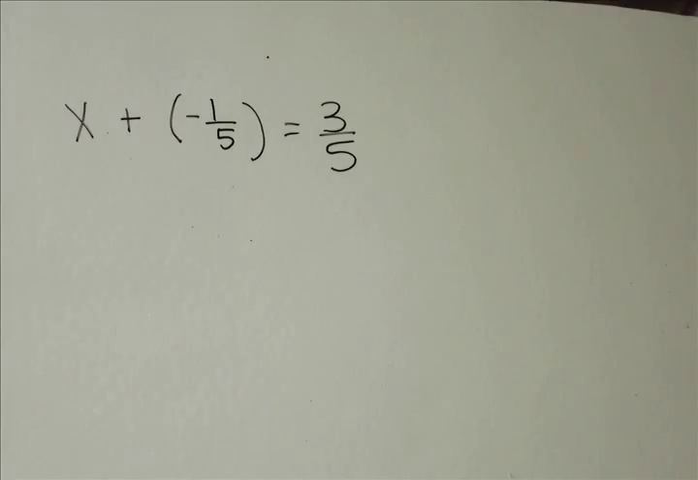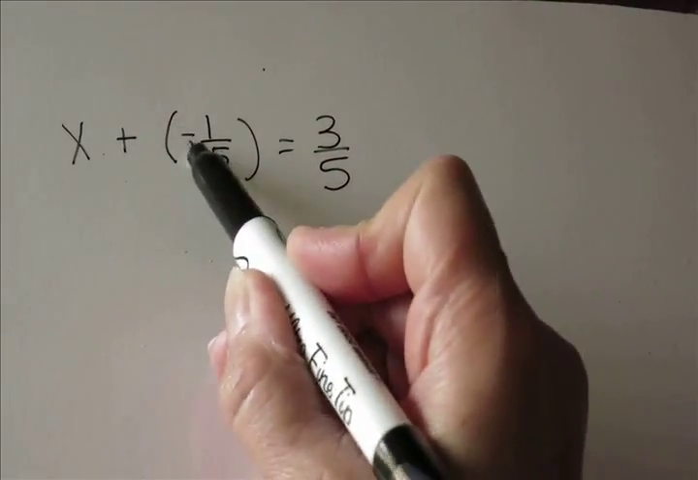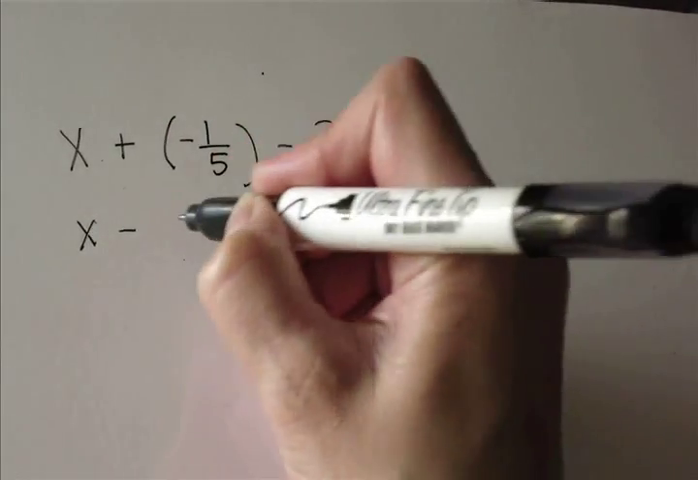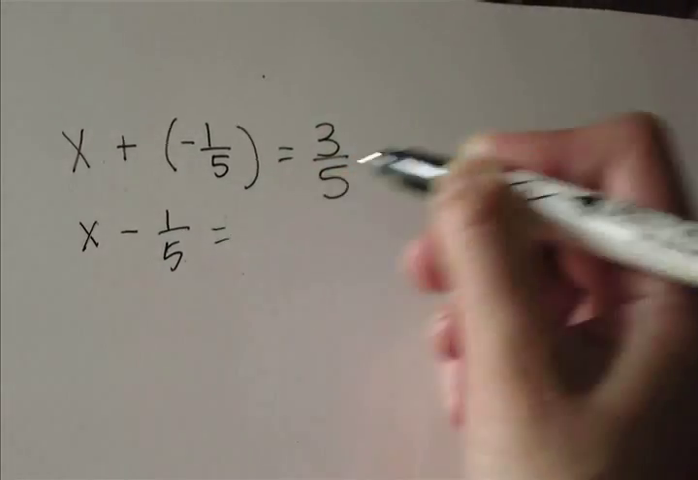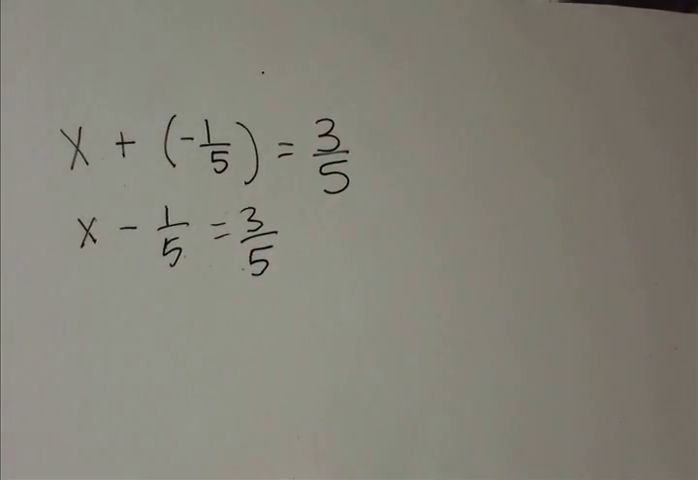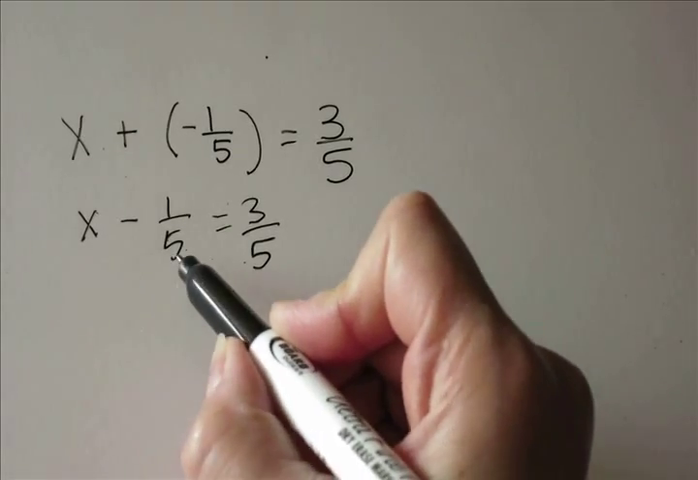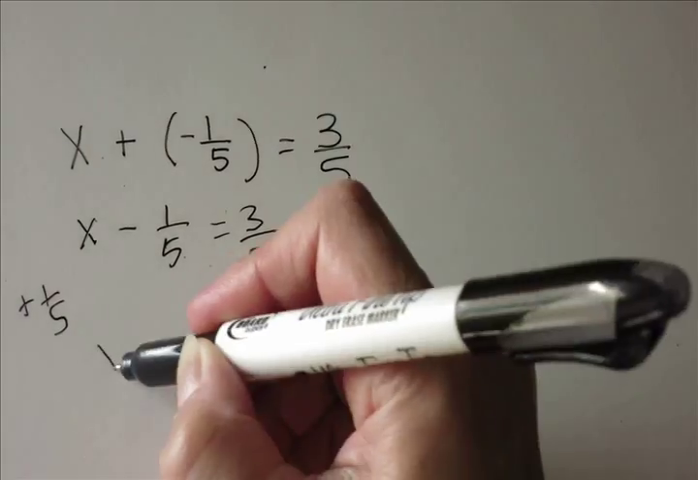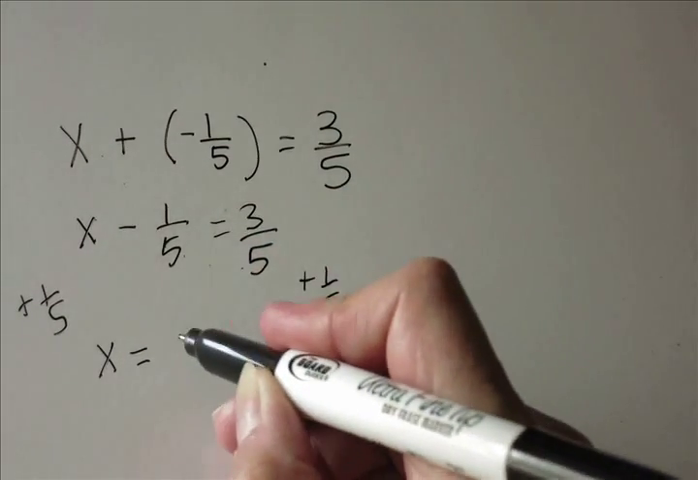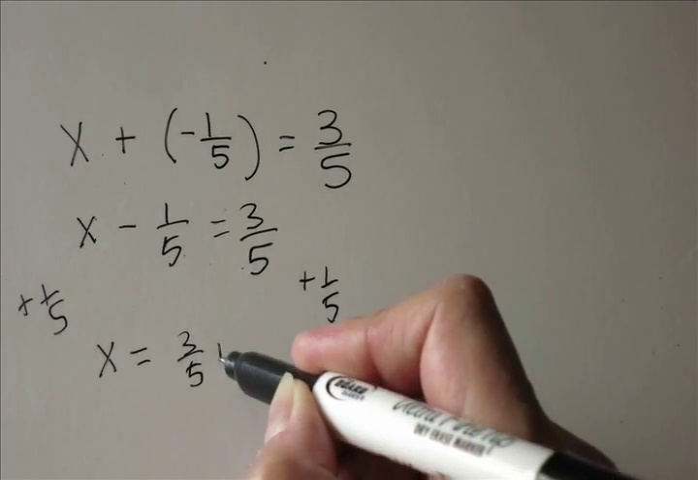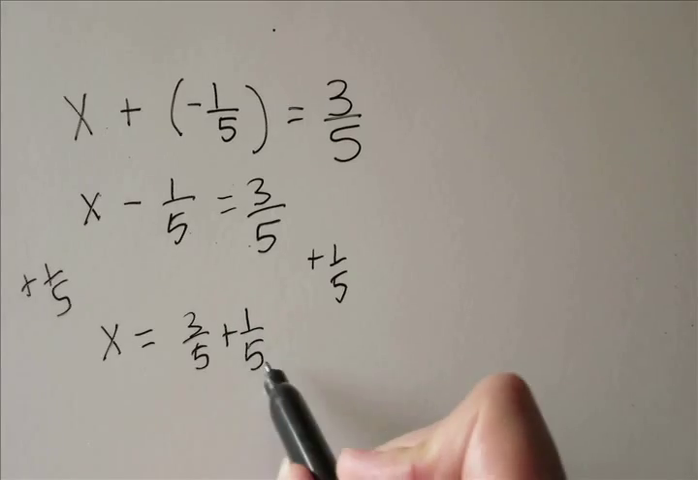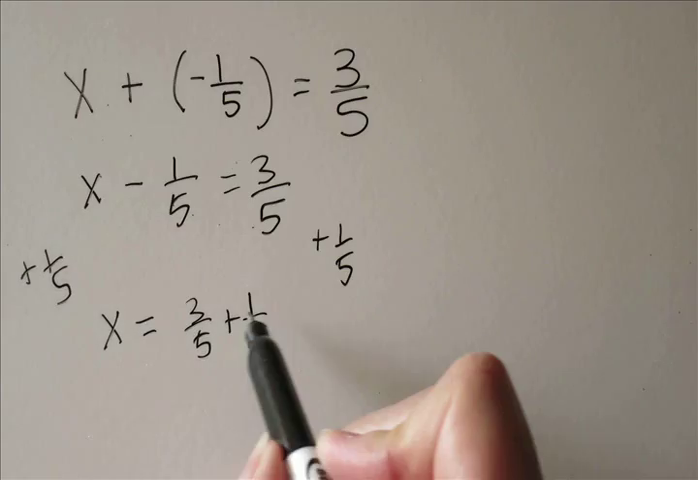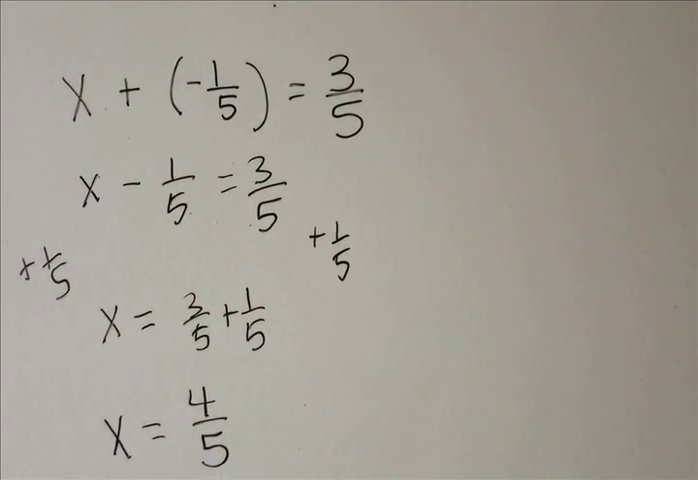negative 22. Problem 20, x plus a negative 1/5 equals 3/5. Because you're adding a negative, I would rewrite it as x minus 1/5 equals 3/5. Solve for x. So to do that, you're going to add 1/5 to each side, leaving you with x equals 3/5 plus 1/5. You already have your common denominator of 5. 3 plus 1 is 4 over 5.